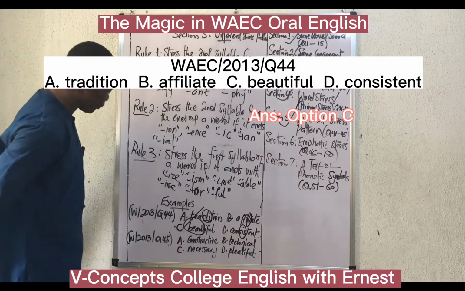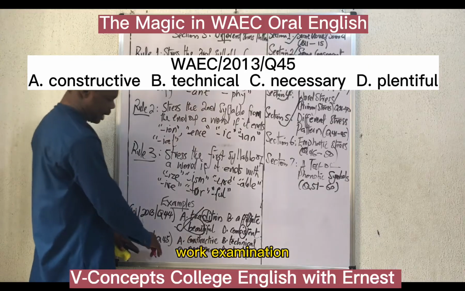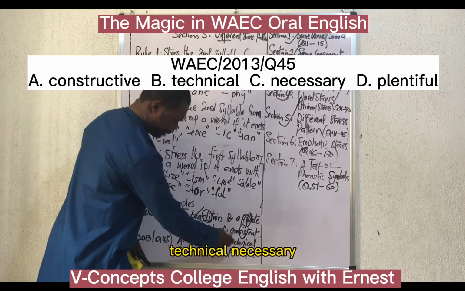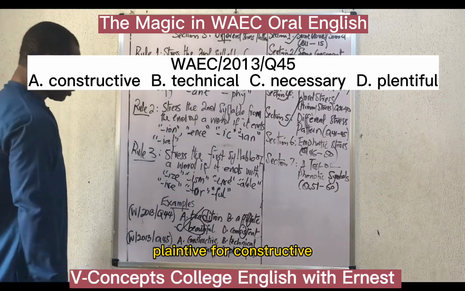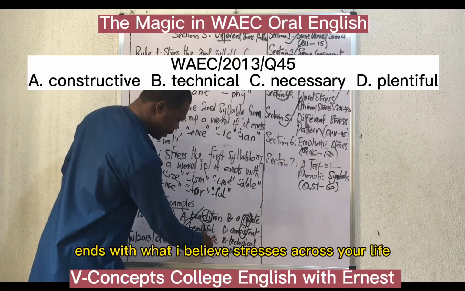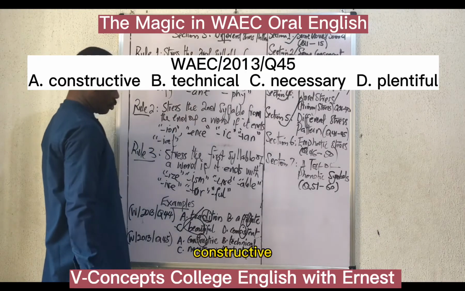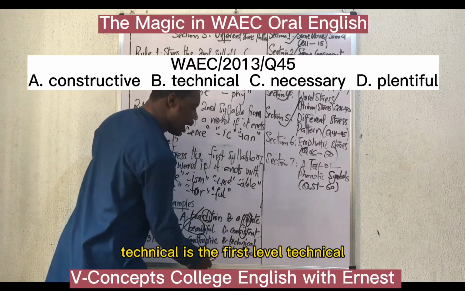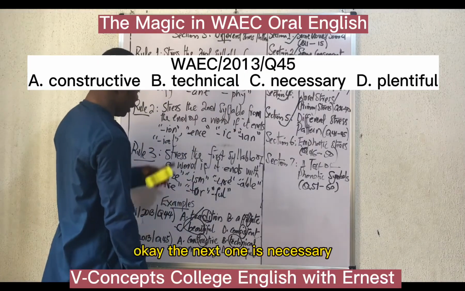Then the next question is question 45, the same 2019 WAEC examination. You have A, constructive; technical; necessary; plentiful. Constructive: when a word ends with IVE, you stress the second syllable, that is tive. Constructive, constructive. What about technical? Technical is the first syllable. Technical. Okay, that goes through our rules.